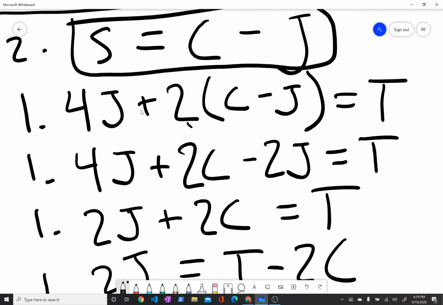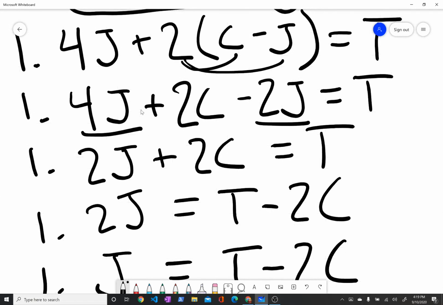We can simplify this by multiplying the 2 across our term. 4J plus 2C less 2J equals T. The 4J and 2J combine, so we have 2J plus 2C equals T, or 2J equals T less 2C.